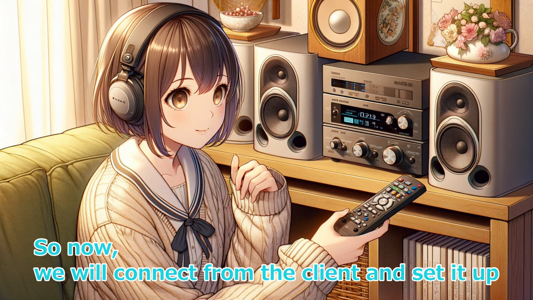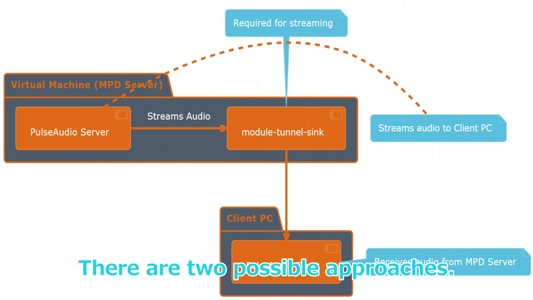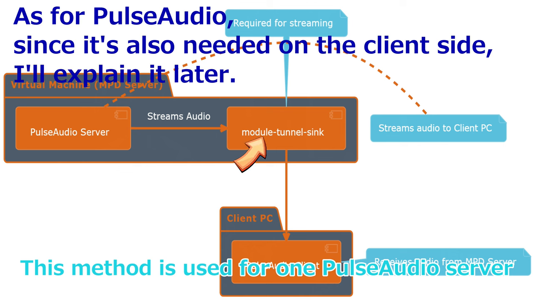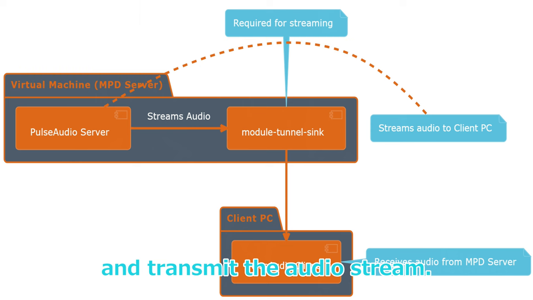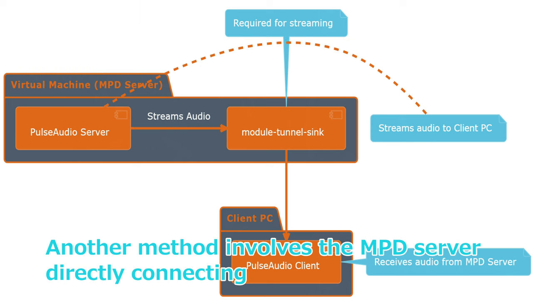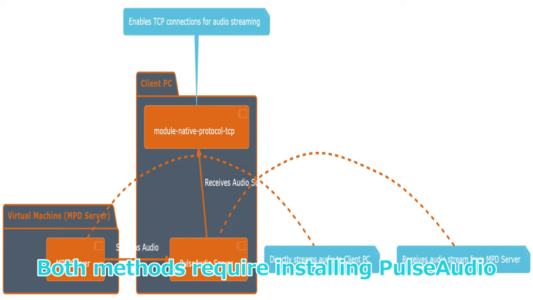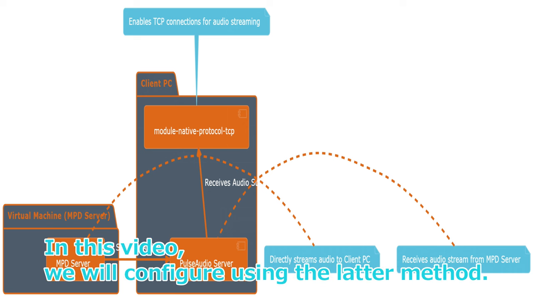So now, we will connect from the client and set it up, so that the sound comes from the client. There are two possible approaches. This method is used for one Pulse Audio server to connect to another Pulse Audio server and transmit the audio stream. Another method involves the MPD server directly connecting to the client's Pulse Audio server to transfer audio. Both methods require installing Pulse Audio on both the server and the client. In this video, we will configure using the latter method.